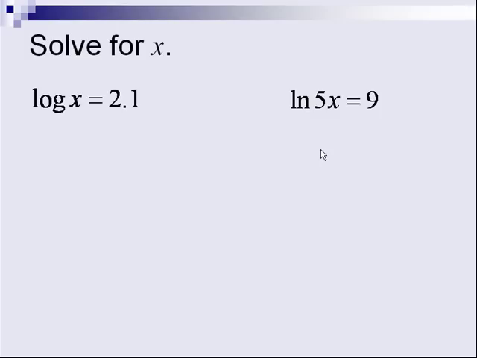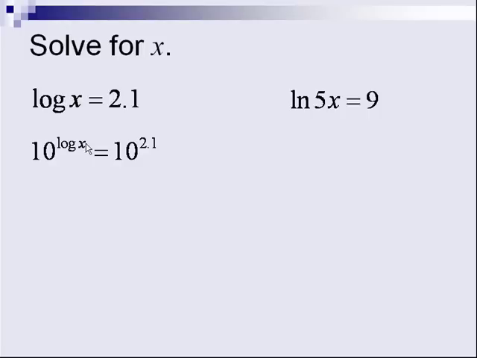Alright, so here's a couple of harder problems here. Solve for x when we have log of x is 2.1 or natural log of 5x equals 9. So we'll do both of these separately. The log of x is 2.1. First thing I'm going to do is take each side as an exponent of a base 10. And I choose base 10 because my log is base 10.